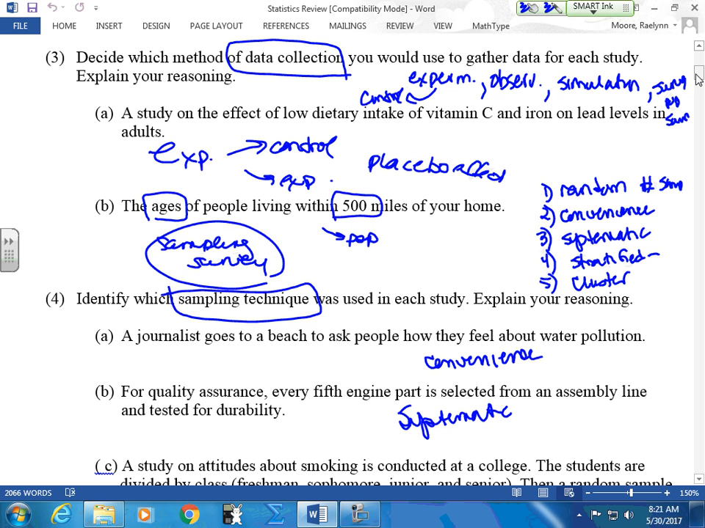From each class. So which one is that? Stratified. Good. Stratified. Some from each class. What if I just took all the juniors? Cluster.